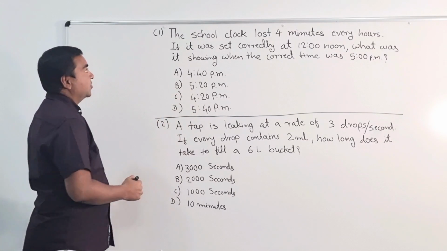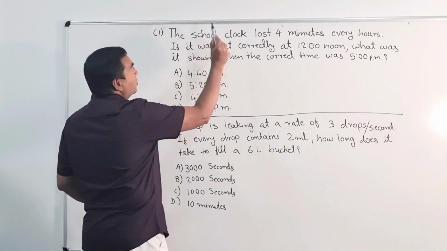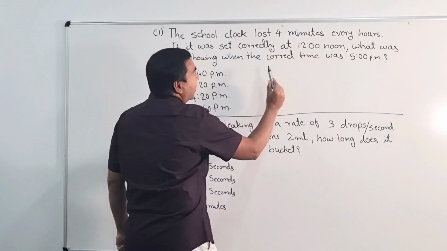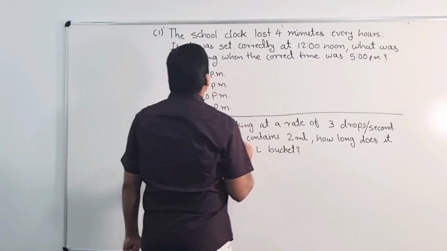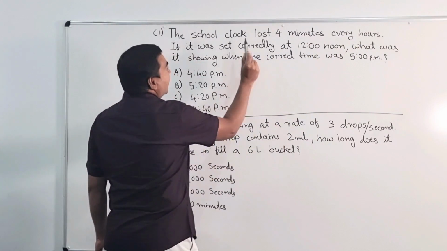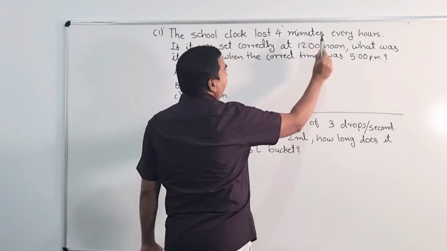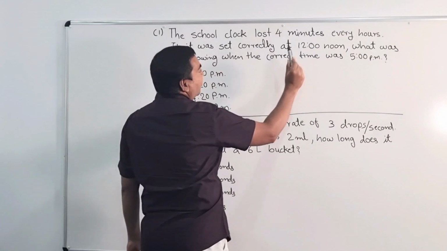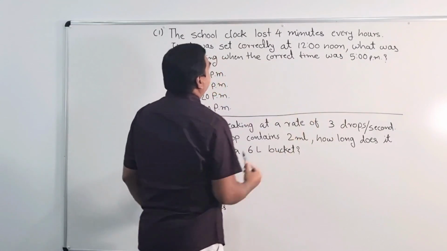So let's start with the first question. The school clock lost 4 minutes every hour. If it was set correctly at 12 noon, what was it showing when the correct time was 5 p.m.?